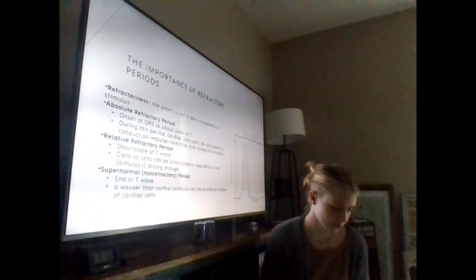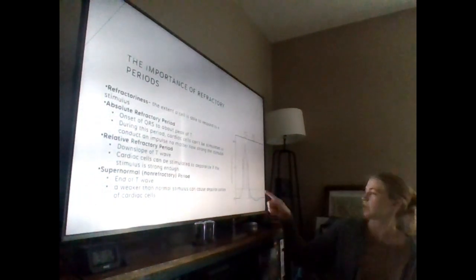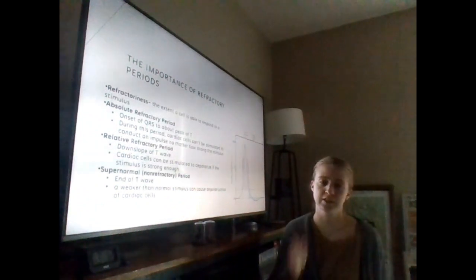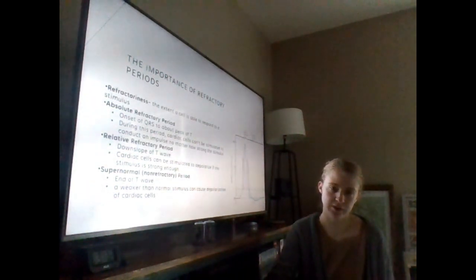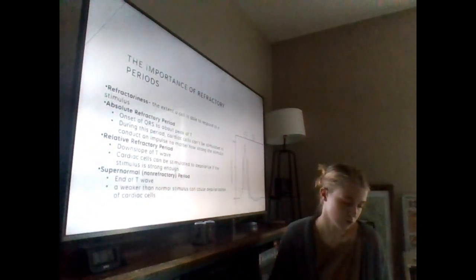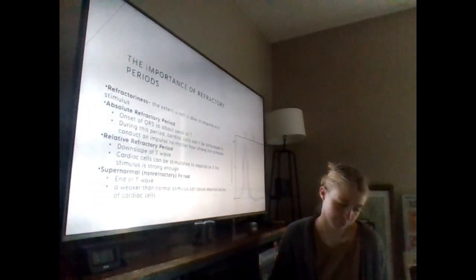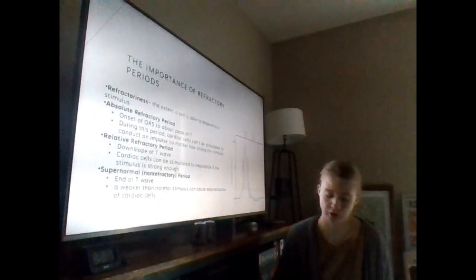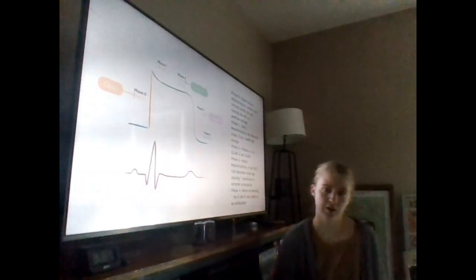And then you'll see, as demonstrated here, during your rapid repolarization, cells have a tendency to dip below their resting, and that is known as the supernormal non-refractory period. So a weaker than normal stimulus can generate all of that starting again.